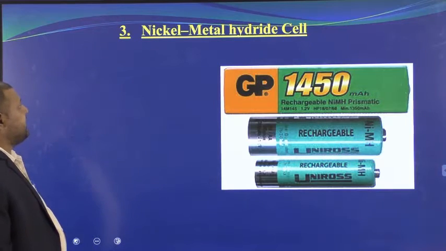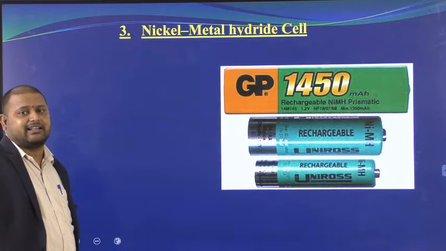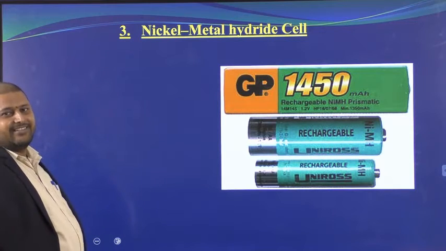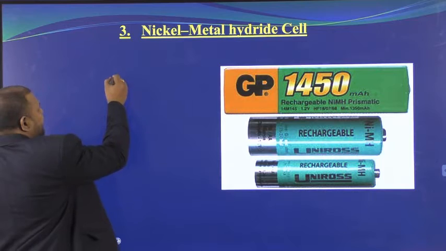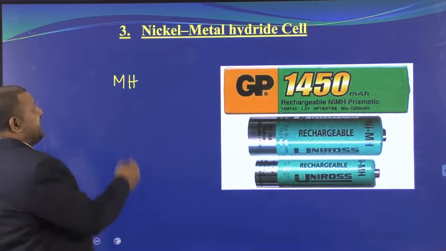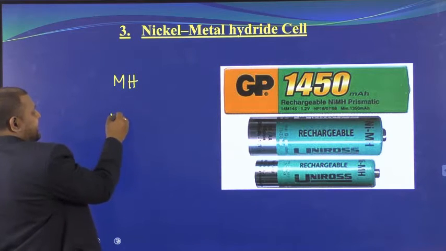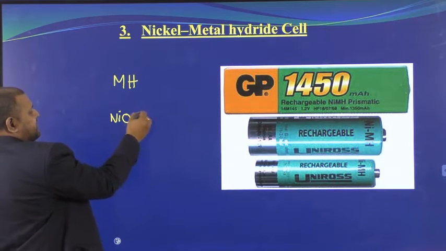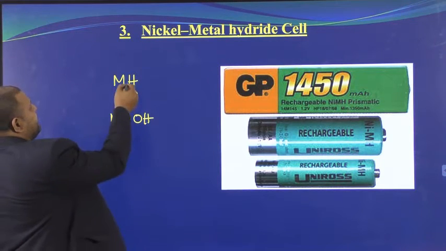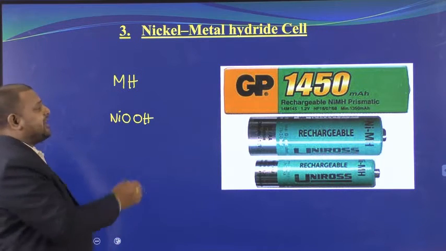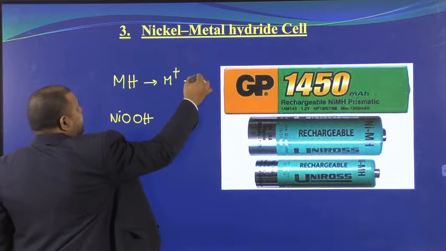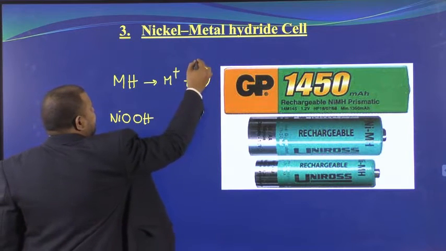Right? Next one is the nickel metal hydride cell. So what is common between that and this one is nickel. So it implies that we have a metal hydride. Metal hydride means MH. Nickel, I told you already, is NiOOH, nickel oxide hydroxide. So instead of cadmium, we have used metal hydride. Metal hydride, if it gives, immediately breaks down into H minus. This is called hydride.